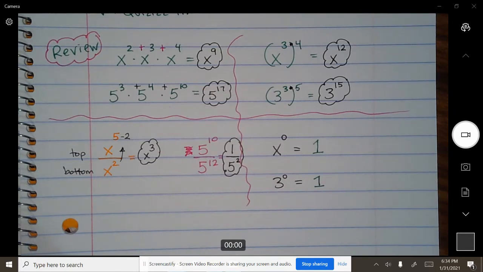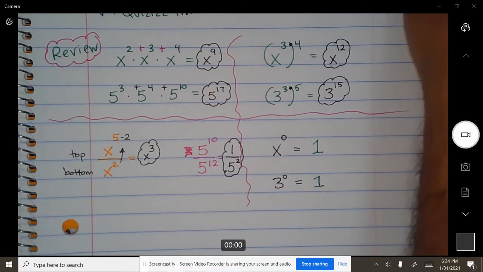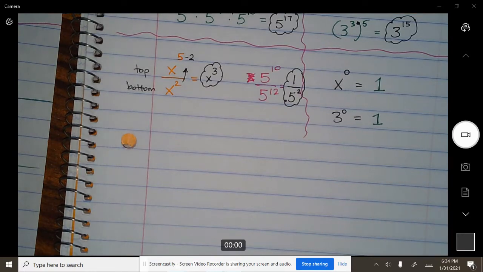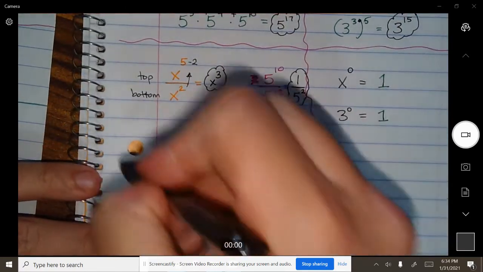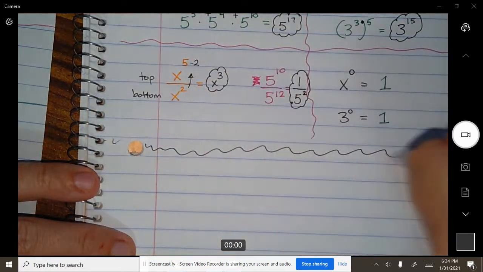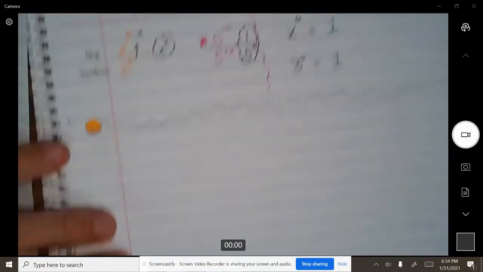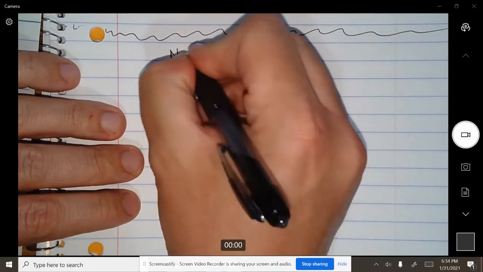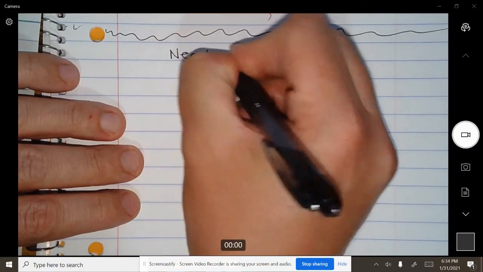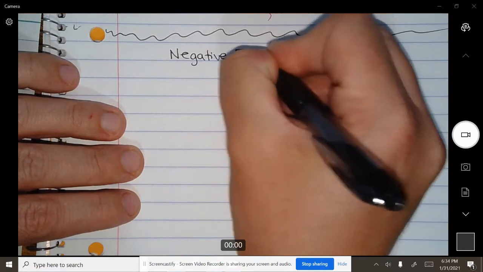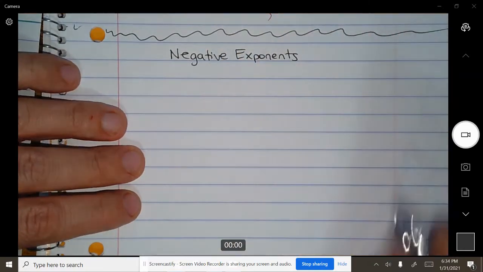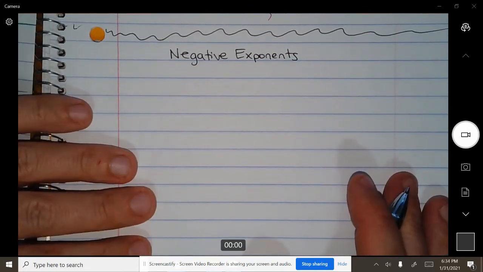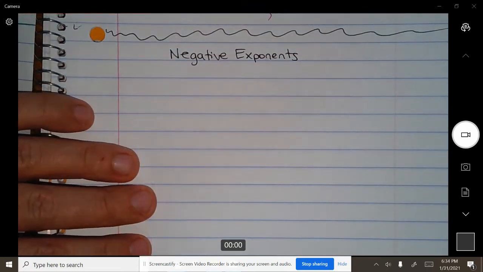Now let's get into the new stuff this week. If you did the Edpuzzle, it gave you a little heads up of what's happening going into next week, okay? So I'm going to go ahead and cut this in half. And now the bottom half of my sheet is going to be another intro into negative exponents. All right, negative exponents. So let's talk about negative exponents.